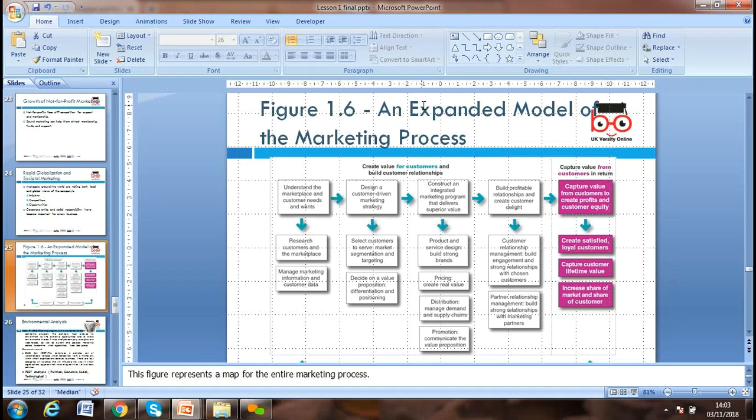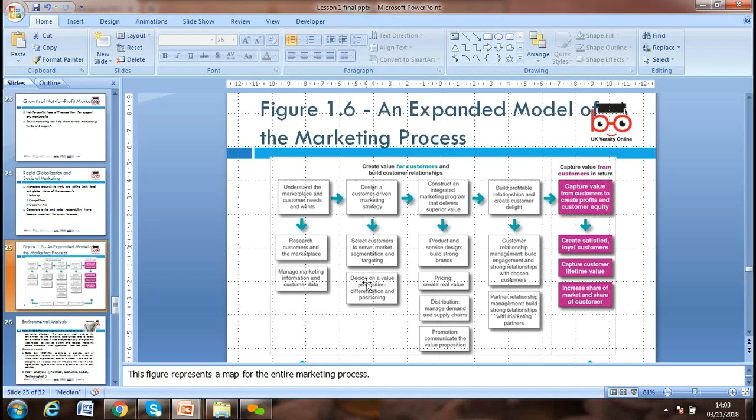So we need to look around when we're looking at the model of the marketing process. First, understand the marketplace and the customer need. Research the customer and the marketplace where you are, and manage the marketing information and customer data. Design a market-driven marketing strategy, construct an integrated marketing program, deliver superior value, build a profitable relationship with your customer, capture the value from the customer, and create profit and customer equity.